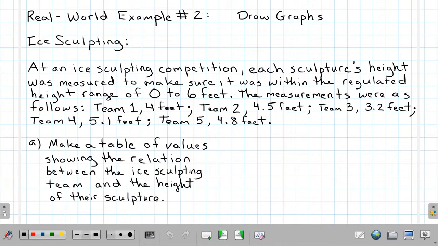On the other side, it can't be more than 6 feet, because of the rules of this competition, which is what this word regulated means here. The rules of the competition say it has to be no more than 6 feet. So basically, what they're saying is all the sculptures' heights should be between 0 and 6 feet, okay?